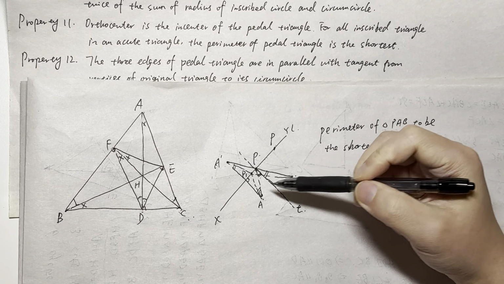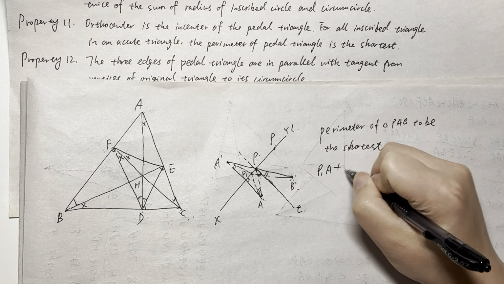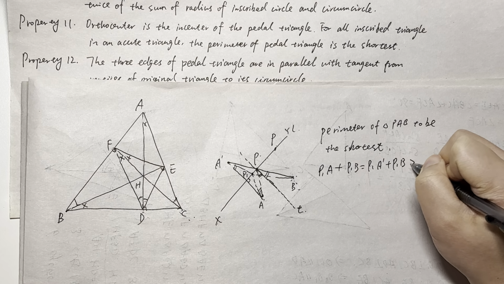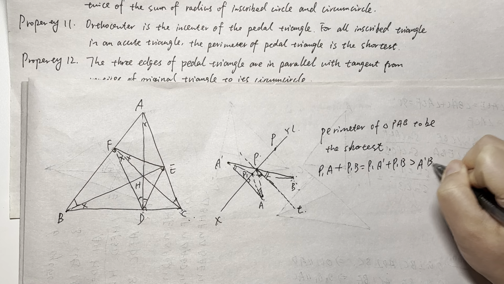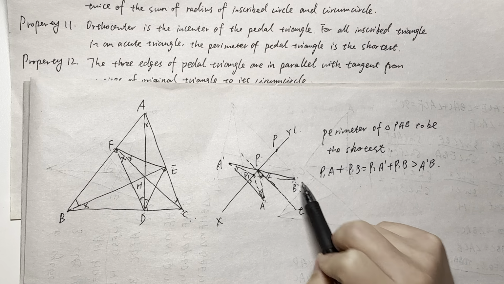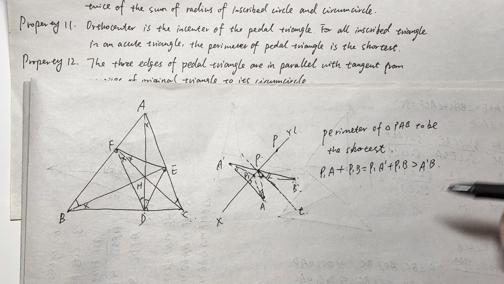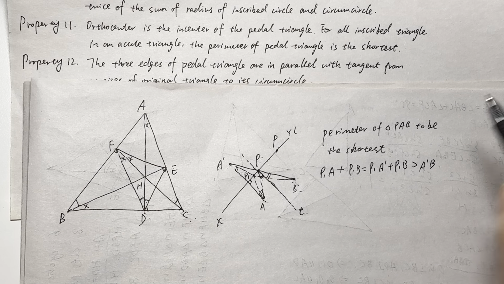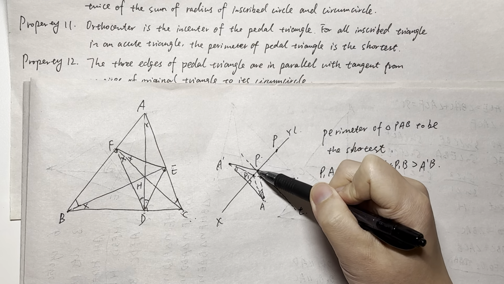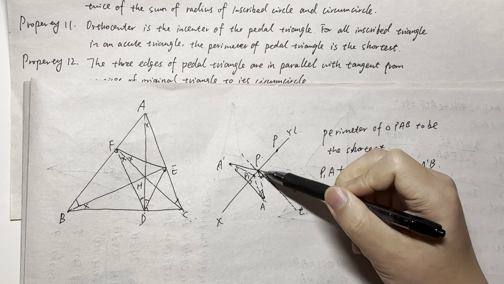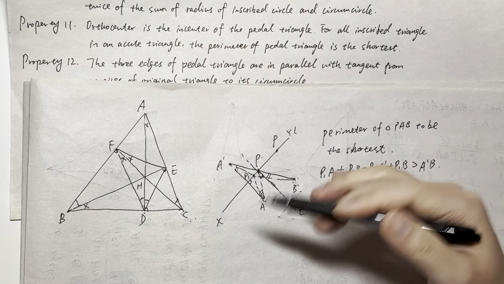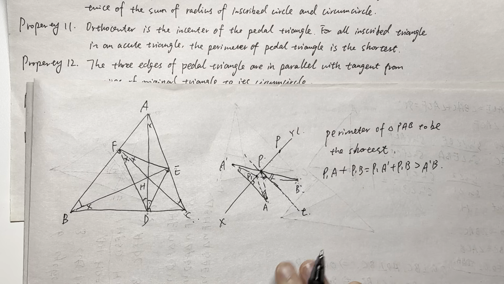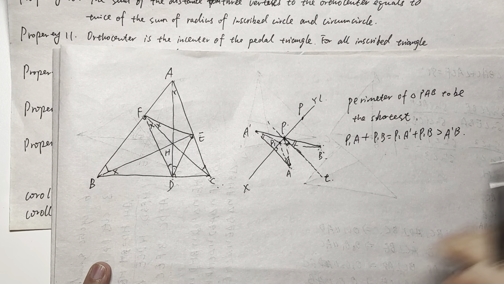The P1 point, so P1A plus P1B equals P1A prime plus P1B. That is larger than A prime B, right? Because P1, A prime, B form a triangle. So P1A prime plus P1B is larger than A prime B, right? That is saying the P point that we found gives the shortest perimeter of the triangle PAB. Okay, a similar idea we can use here.